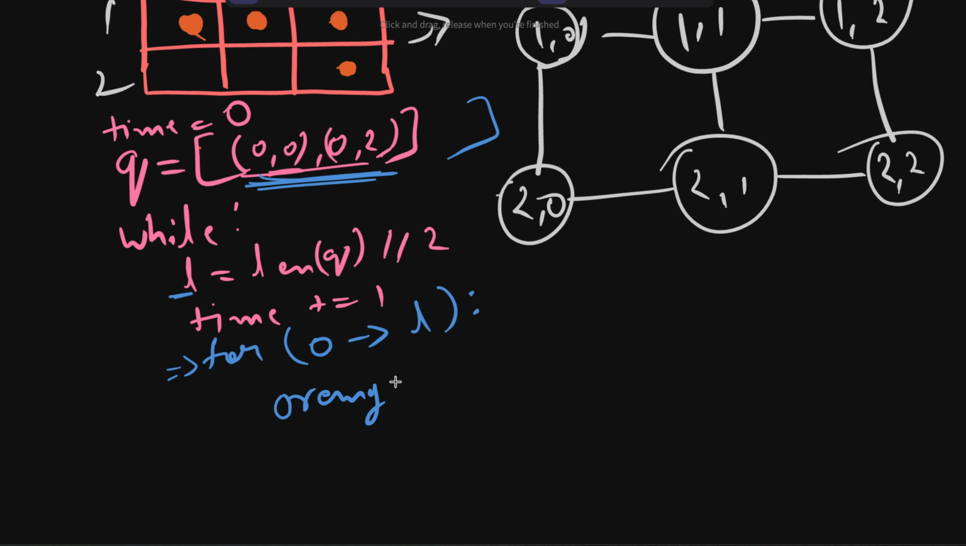We will pop the first orange. We will simply say orange is equal to queue dot pop, or whatever function you need in your language. Then we will get this particular orange, right? So we will have 0, 0 here.